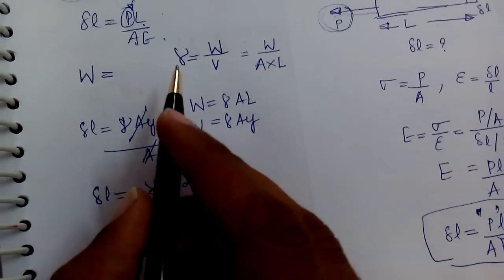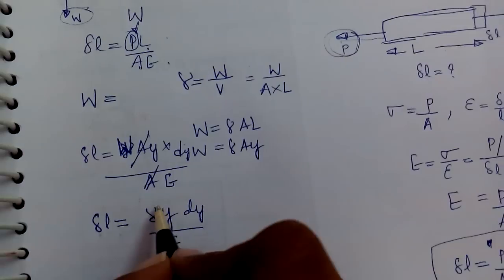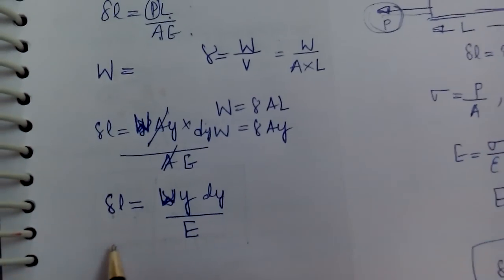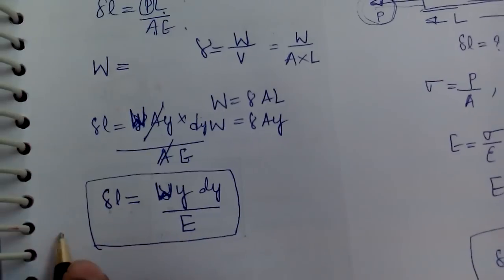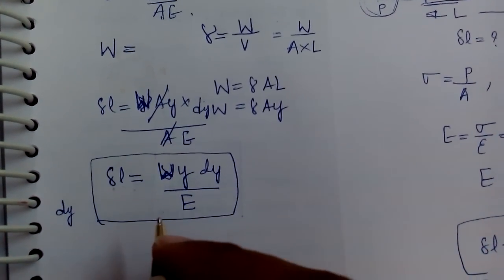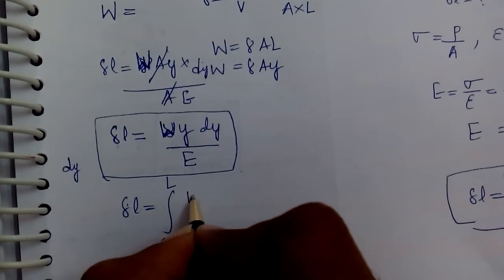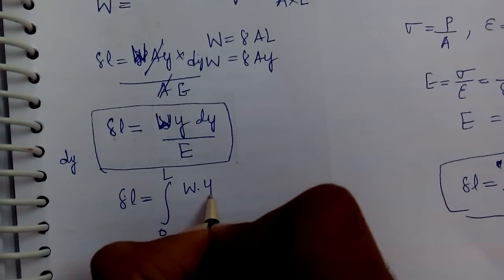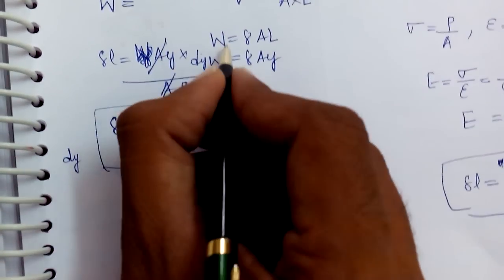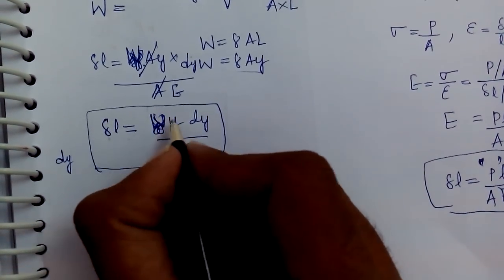We are substituting gamma A y for W, into dy by AE. This is for the element of length dy. To find it for the whole length, we apply integration over the length from 0 to L. We have substituted gamma A y in place of W, into dy by AE, where A gets cancelled, so here it is gamma y dy by E.